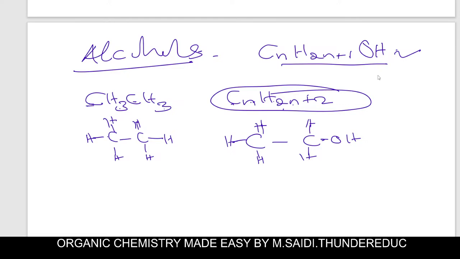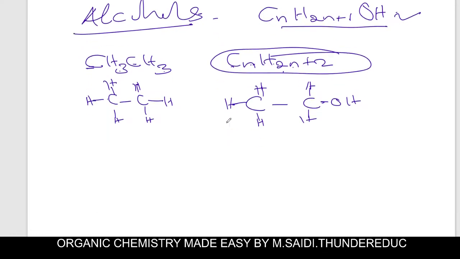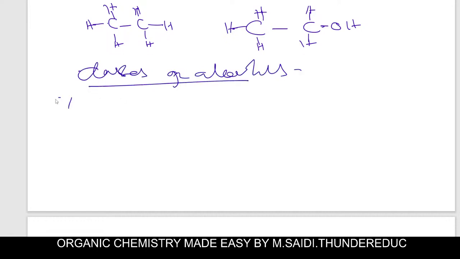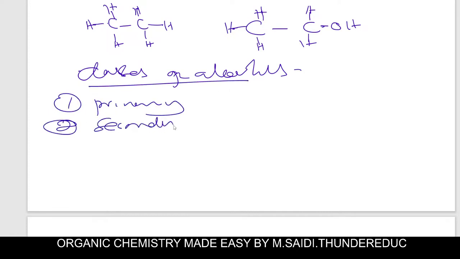When you talk about the naming of alcohols, look at this. You have 3 classes of alcohols. The first one is the primary. The second one is the secondary. The third one is the tertiary.